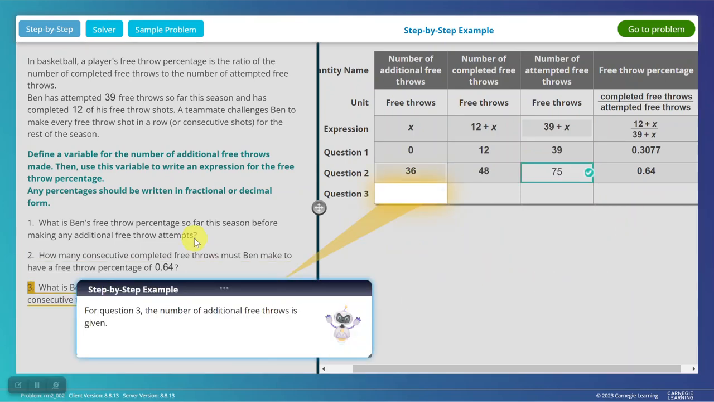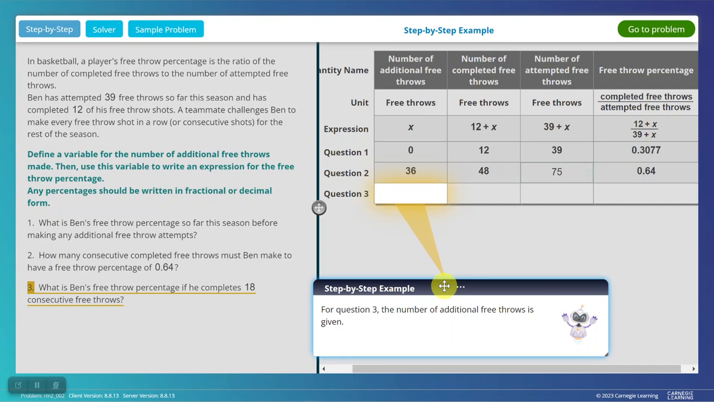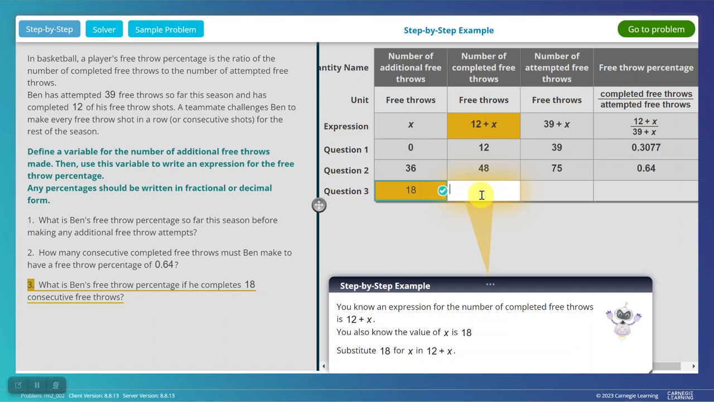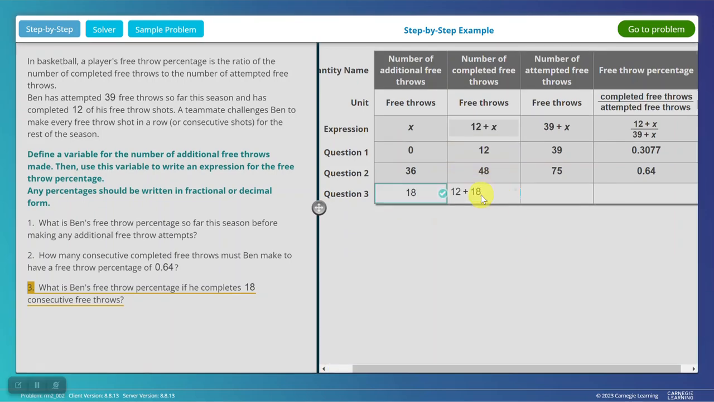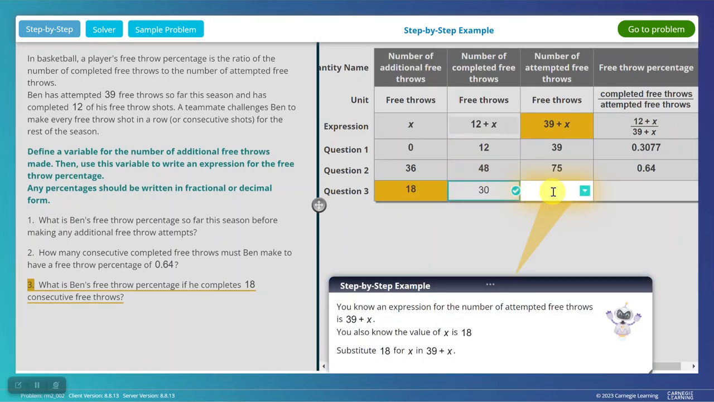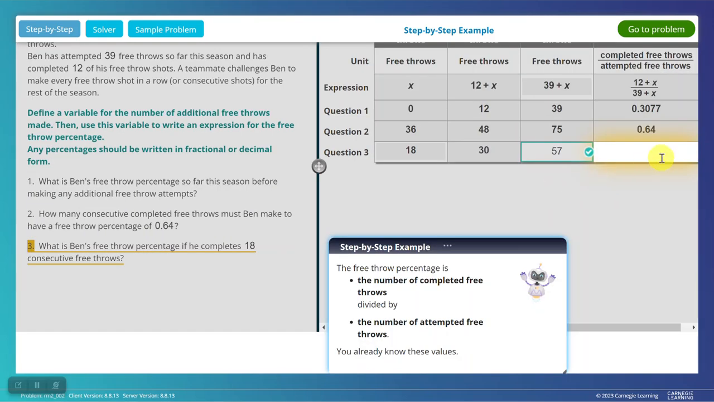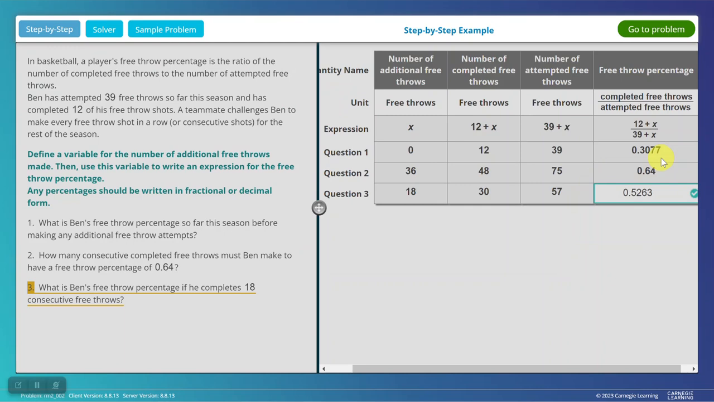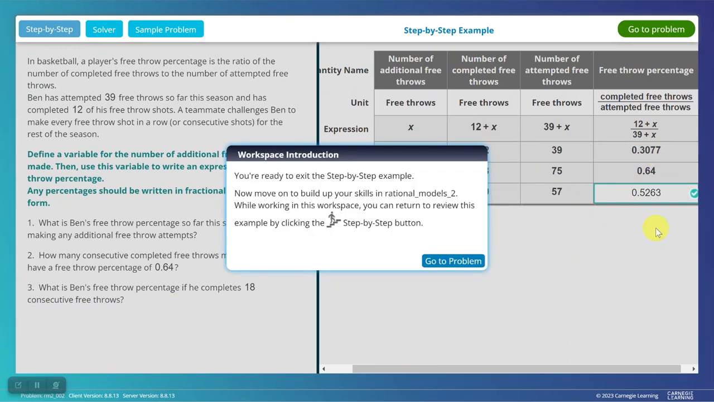Okay, now we're on to question 3. What is Ben's free throw percentage if he completes 18 consecutive free throws? Okay, so 18 is our x. Now we're going to do 12 plus 18. Obviously you can add these, but Mathia will add them for you. 39 plus 18. And then we're going to do 30 divided by 57. And there's our percentage.